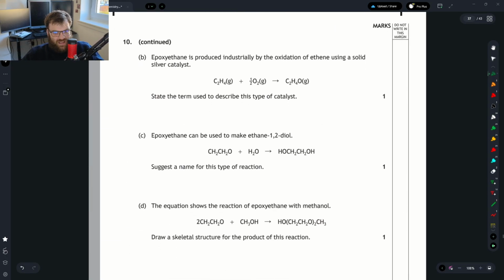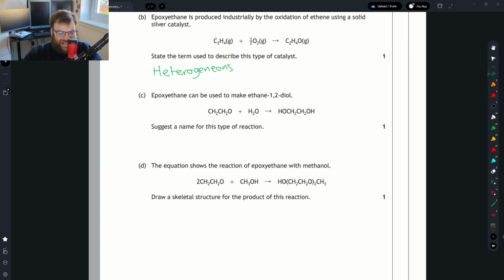Next up, we're looking at the state that these things are in. We have a solid with the gases. They are in different states. That's heterogeneous catalysts. In a question that I suggest, it's not one of our typical type of reactions that we've looked at. It'll be a slightly tweaked version of the chemicals that we've talked about before.